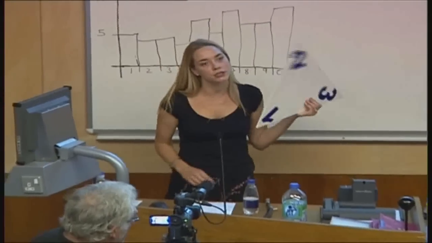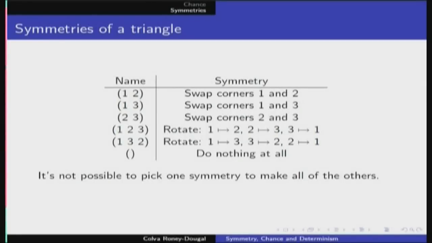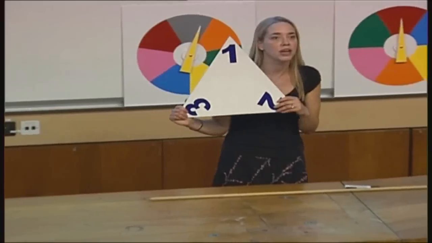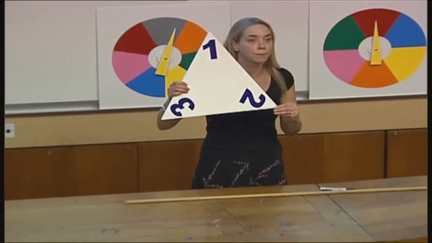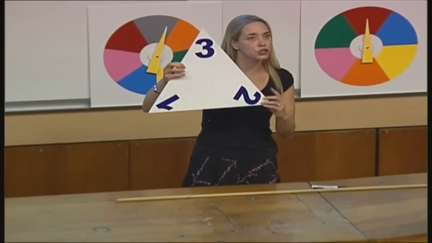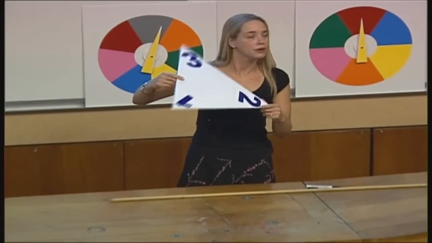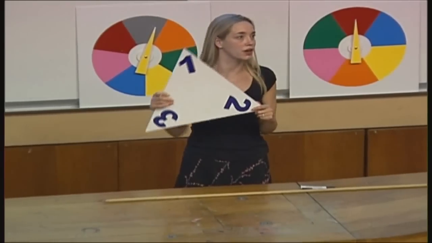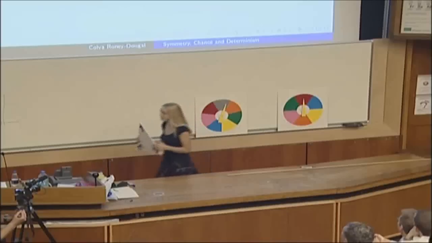All right, well, with this triangle, I've got both rotations and flips going on. So it's not possible to pick one symmetry to make all of the others. Let me show you that. Suppose I wanted to pick one of the flips, any of the first 3 flips. So suppose I pick 1, 3, say. What happens when I flip 1 and 3 is I fix 2. I keep flipping 1 and 3 till the cows come home and 2's not going to move. And I know that there are symmetries of this triangle which are going to make me move the number 2. So 1, 3 is not going to work.